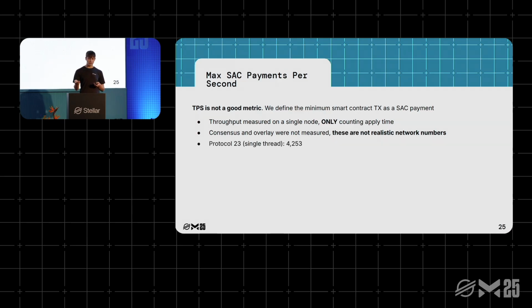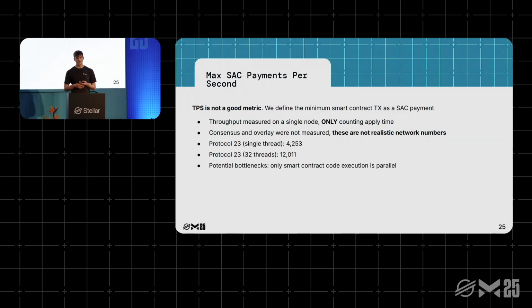So in Protocol 23, with a single thread, we're able to achieve about 4,200 SAC payments per second. And then with a multi-thread environment with 32 threads, we're able to achieve 12,000 payments per second. Now these numbers are significantly higher than what we saw before, but there still is a lot of room to grow. And there's lots of low-hanging fruit and bottlenecks that we're going to solve in future point releases.